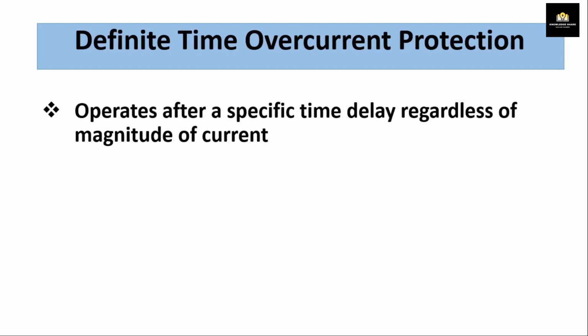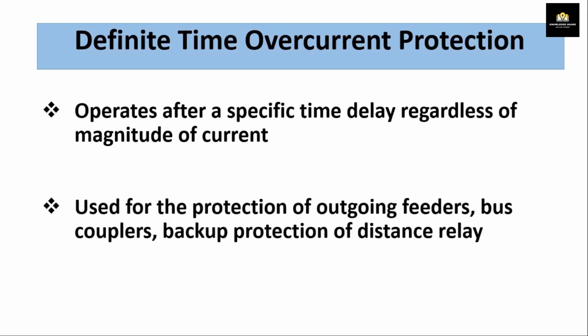So we can say the disadvantage of this type of protection is that it is difficult to coordinate and requires changes with the addition of load, and a short circuit fault close to the source may be cleared in a relatively long time in spite of its highest current value. It is often used as main protection for outgoing feeders and bus couplers. A definite time overcurrent relay is used as a backup protection of a distance relay in a transmission line with a time delay, and as backup protection to the differential relay of a power transformer.